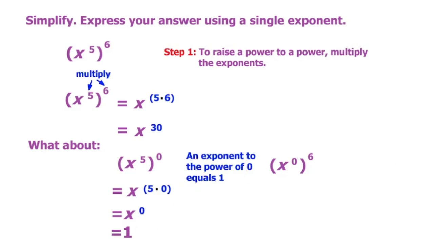Okay? Now we have this problem here, x to the 0 to the power of 6. Well, it's the same thing. You just take the power rule and you multiply 0 times 6. X to the 0 times 6. So we know that equals 0. X to the 0 equals 1. And that's it. That's all there is. Those are all the tricks you need to know how to do this.